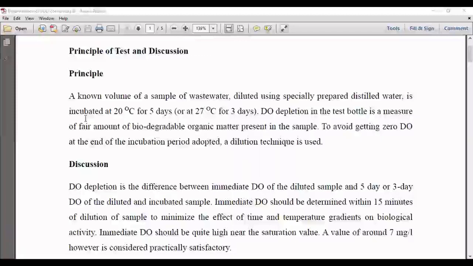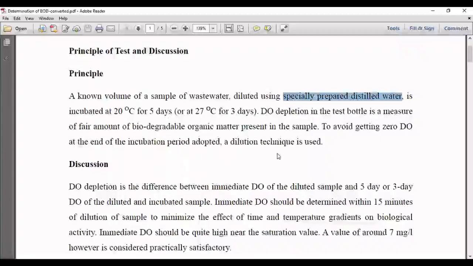So according to this principle, we are going to find out the biochemical oxygen demand, and as you all know, biochemical oxygen demand is the amount of oxygen required by the heterotrophic aerobic microorganisms for the degradation of the organic matter present in the waste sample, right? So a known volume of the wastewater whose BOD is to be determined will be taken. It will be diluted using a specially prepared distilled water. We are also going to see how we prepare this distilled water.